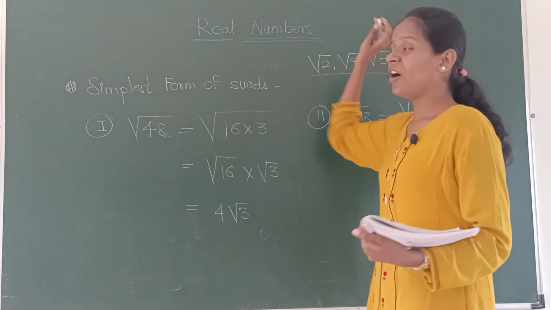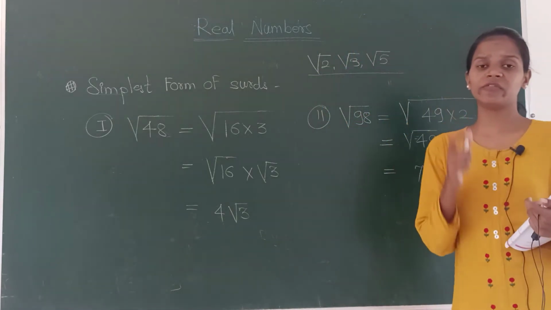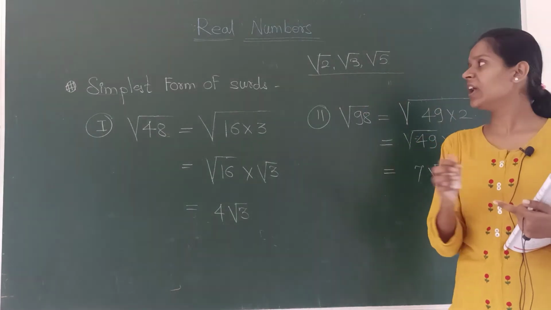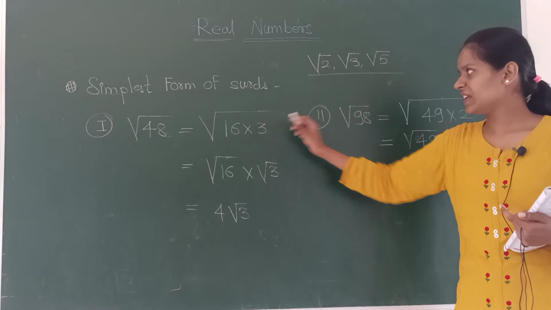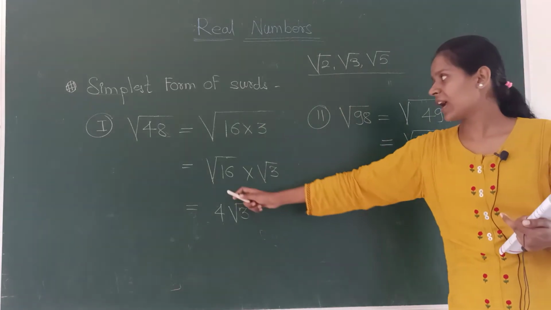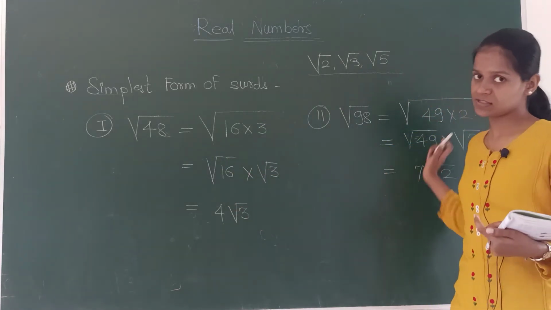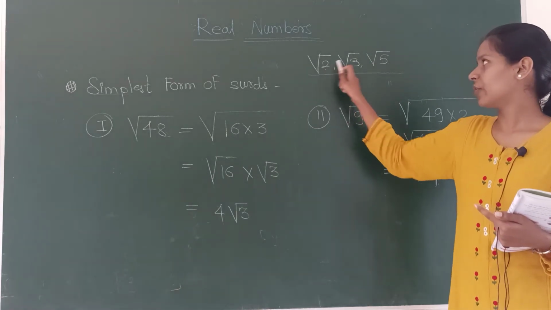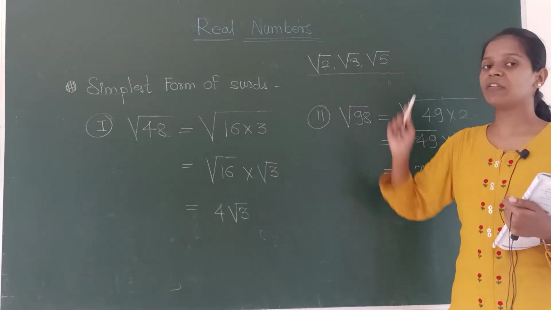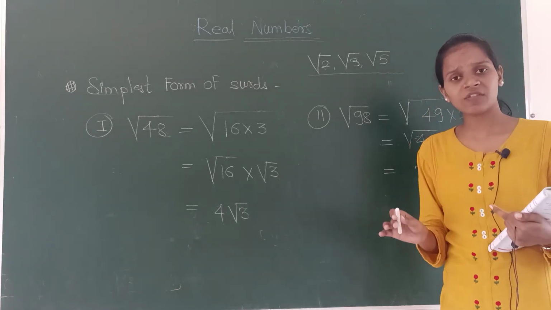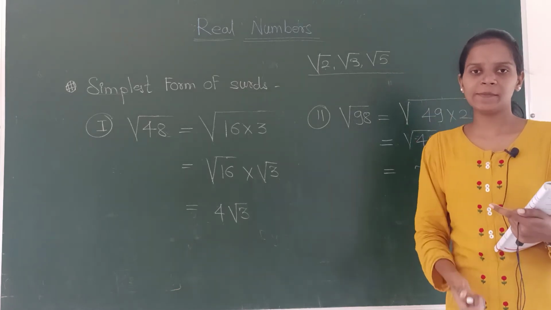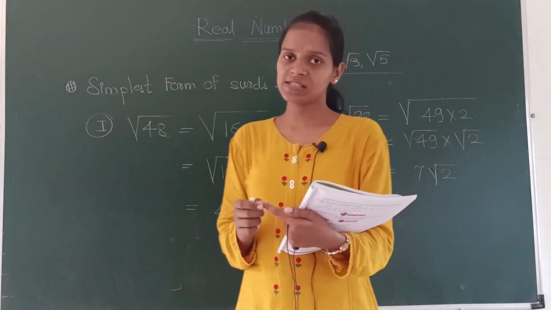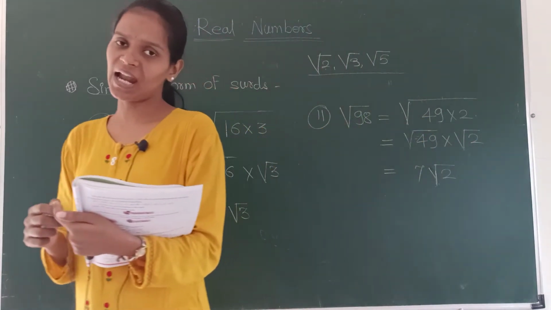These are already the simplest form of the surds and cannot be simplified further. Whereas you can simplify the surds like this. You can write the simplest form of surds like this, but there are some surds like under root of 2, under root of 3, under root of 5, which are the simplest form and they cannot be simplified further. This is the simplest form of surds. If you want, you can write it down.